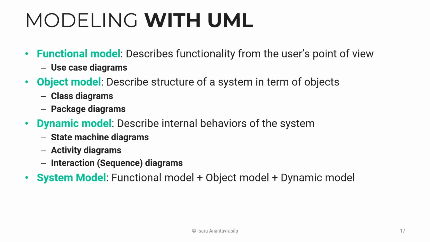Lastly, we have the system model, which is the combination of all other models. You use functional models to explain the behavior of a system in the eyes of the user, and you use object models to describe components, subcomponents, and subsystems within the system, and then you use the dynamic model to describe behavior or interactions among the components to solve a problem, to achieve a task, to achieve a function. Together, we have the system model.